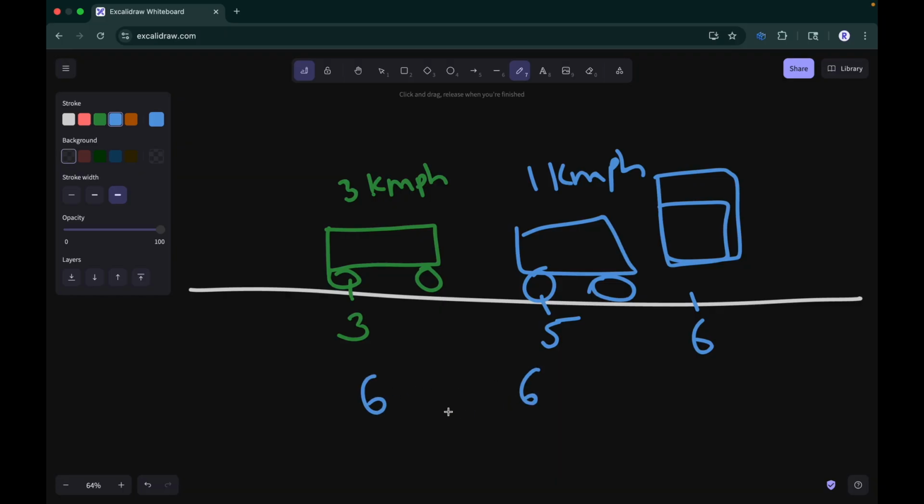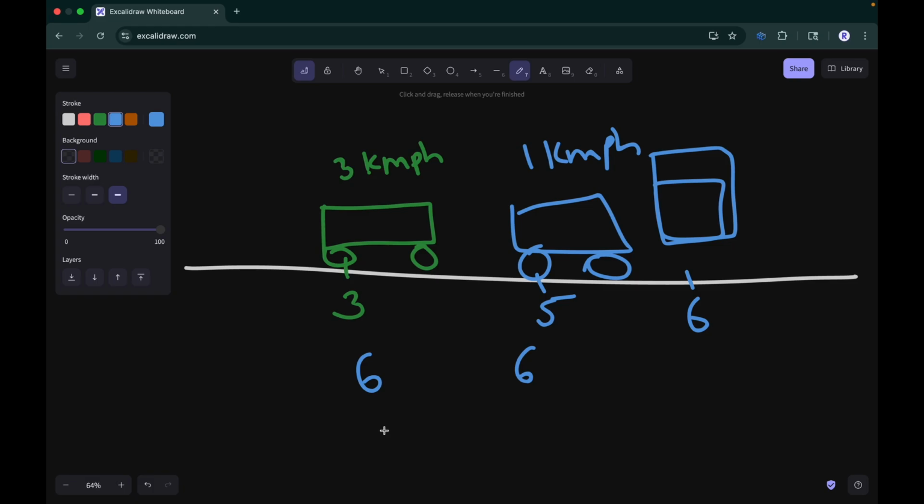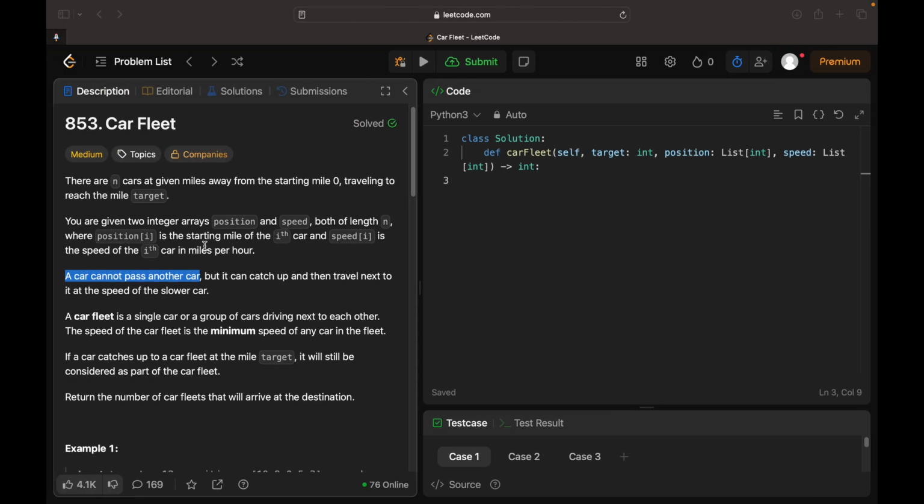But then in the next hour, you might think that the position 3 car will go to 9, because after 6 it will add 3 again, and the position 6 car will stay at 7 because it will only add 1, as it's going at 1 kilometer per hour. But that's not right. The reason is that we are given that a car cannot pass another car, but it can catch up and then travel next to it at the speed of the slower car.